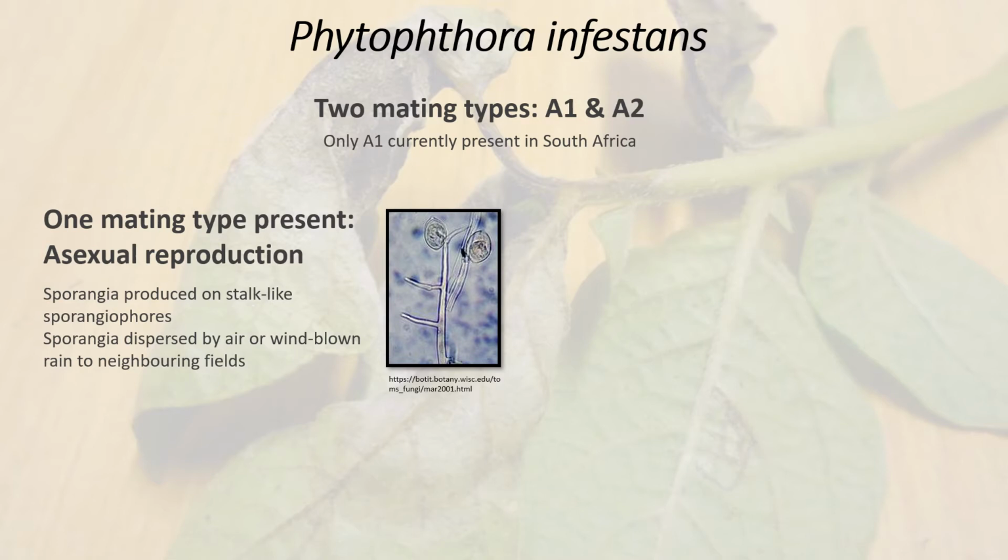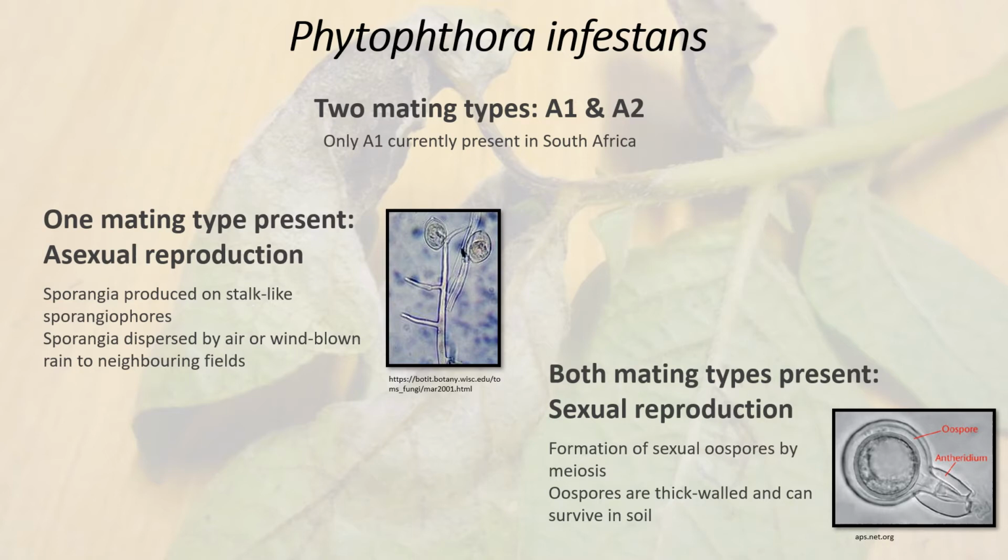And this is by means of sporangia, which are produced on stalk-like sporangiophores, as you can see in the picture there. And these sporangia are dispersed by air or by wind-blown rain to neighboring fields and neighboring plants. Where both mating types are present, however, sexual reproduction occurs, and this results in the formation of sexual oospores by meiosis, and these are thick-walled and can survive in soil. So in South Africa, because we do not have both mating types, we do not have survival of oospores in soil.